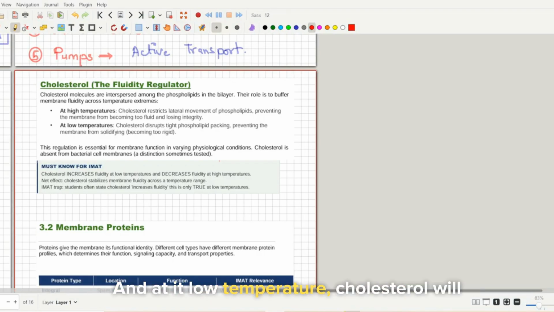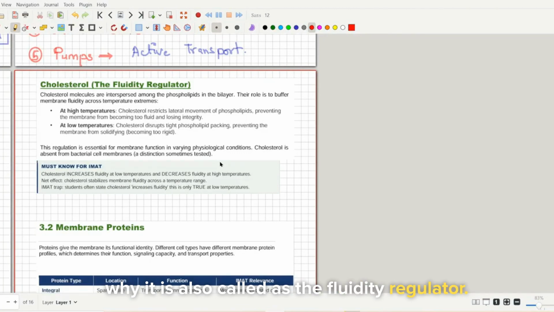And at low temperature, cholesterol will disrupt the phospholipid packing, and prevent the phospholipids from becoming really hard. So at high temperature, the fluidity will increase. At low temperature, the fluidity will decrease. So you need to know that cholesterol increases fluidity at low temperature and decreases fluidity at high temperature. So that was about cholesterol, and that is why it is also called the fluidity regulator.